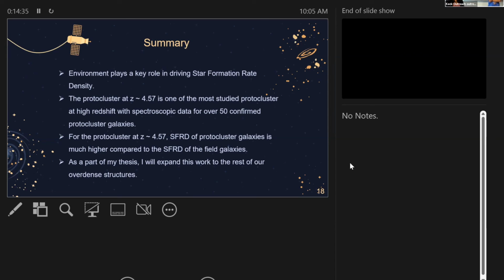You said this was a pretty massive protocluster. Do you recall what the size would be at redshift 0? Or did you calculate that? Yeah, so it's at redshift 4.57, it's almost 10 to the 13.5 solar masses. And by redshift 0, it's predicted to be 3 to 10 times 10 to the 14 solar masses. Sorry, I did not repeat the question.